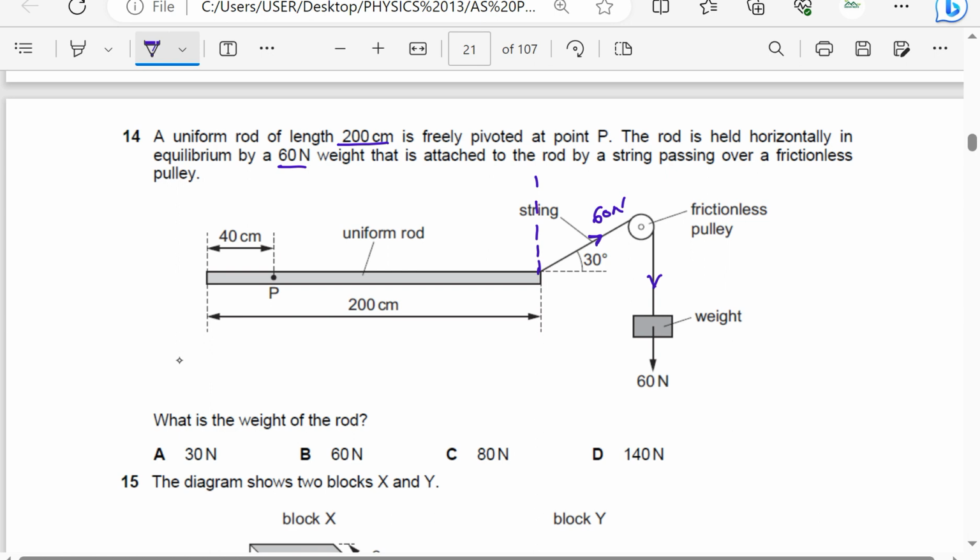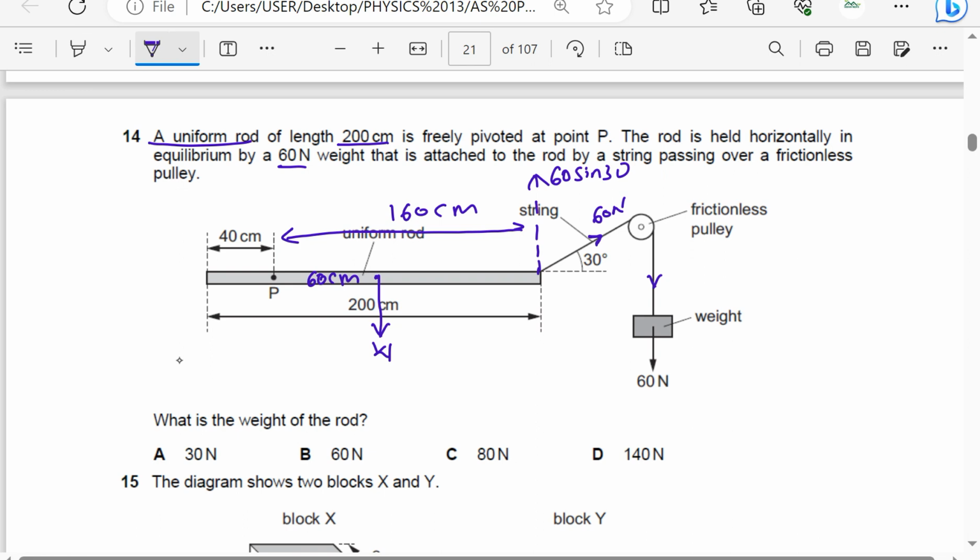What is the weight of the rod? Of course, the weight of the rod must be acting at its midpoint since the rod is uniform. So let's say the weight is here. I'll call this W. Since it is 200 centimeters, from one end to the center is 100, so this distance is 60 centimeters. And the tension, 60 newtons, resolving upwards using 30 degrees, will be 60 sine of 30. And its perpendicular distance from the point where I'm taking moments is 200 minus 40, that is 160 centimeters.